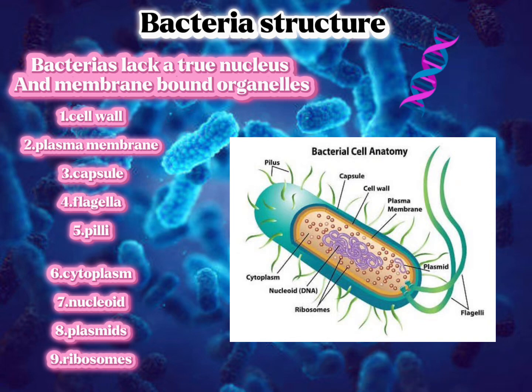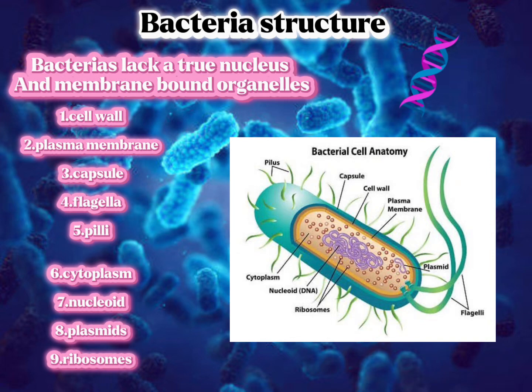Number 3 is the capsule. It is a slimy outer layer that protects against dissection and also immune responses. Number 4 is the flagella. It is a tail-like structure that enable movement. Then number 5 is the pili. It is a hair-like structure that helps in the attachment to surface and also genetic exchange.